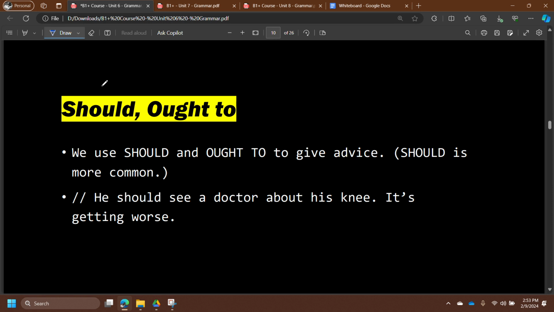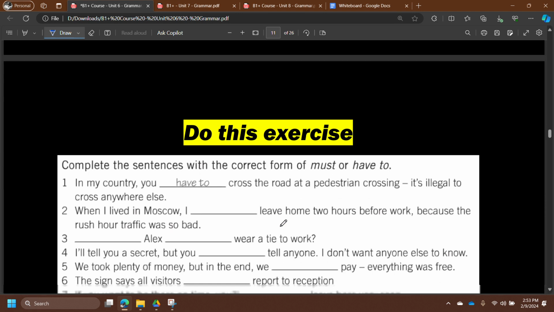Okay, what about should and ought to? We use should and ought to give advice. Okay, both to give advice. However, the difference is that should is more common. As an example, he should see a doctor about his knee. It's getting worse. You can also say he ought to see a doctor about his knee. It's getting worse. It's okay, but just not as common as the sentence using should.